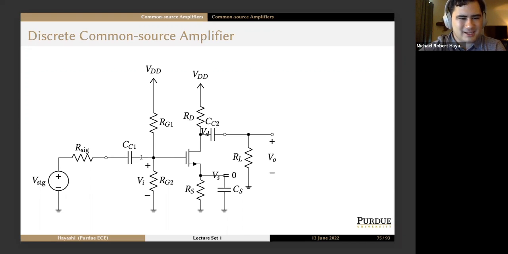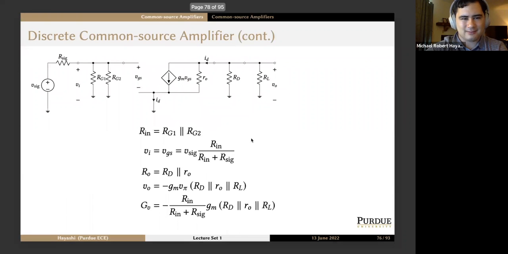So what we'll see is, we'll have V sig, R sig, a short circuit. We'll have RG2 go to ground, and RG1 go to ground in parallel with RG2. And then we'll have our transistor model. We'll have the source grounded. We'll have RD go to ground in parallel with RL. And lo and behold, on slide 76, we get exactly that. The two gate resistances are in parallel. The source is grounded, and we have RD in parallel with RL.